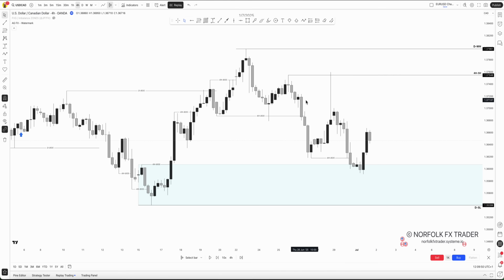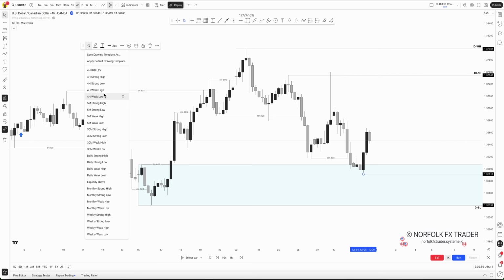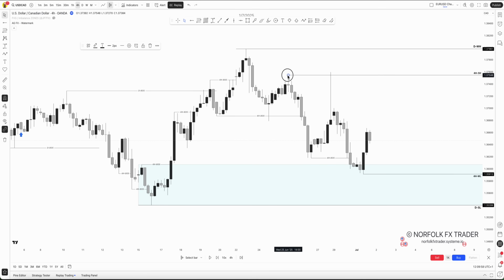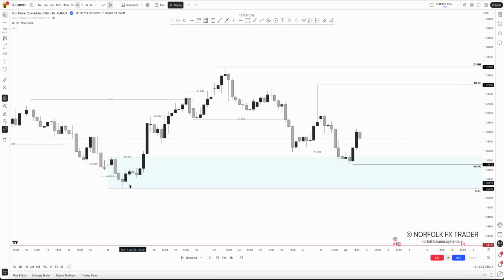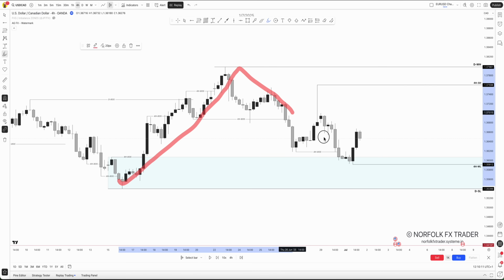Now we're creating the pullback. What we can now actually mark off is a new low down here on a 4-hour structure. This is going to be a weak low on a 4-hour. And this being my current strong high up here. So again, you can see how the market moves in swings and how we can see that this is actually a larger swing here on a daily, pulling back into that area of demand on a daily.